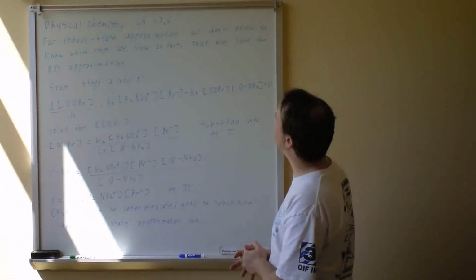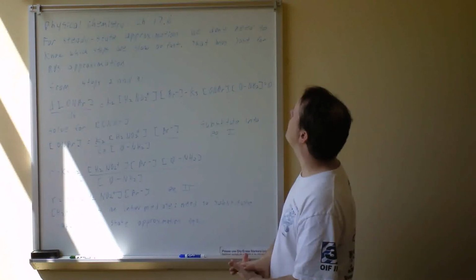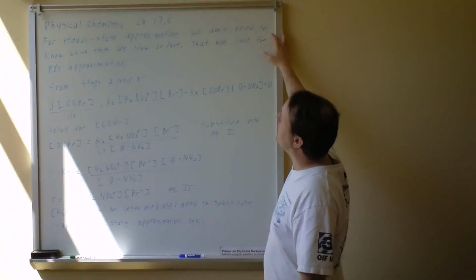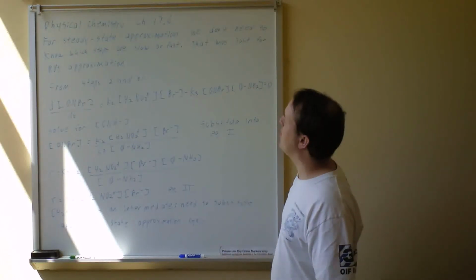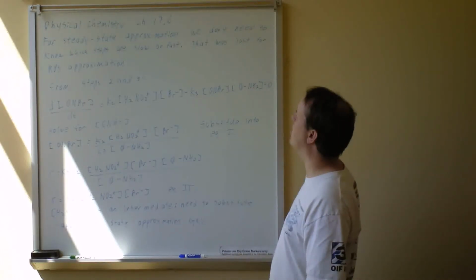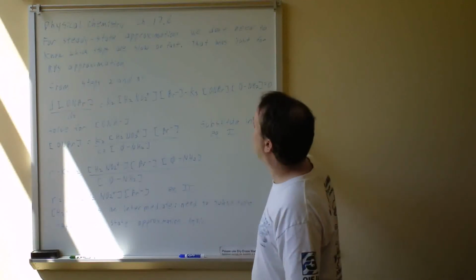All right, continuing on the steady state approximation. I already mentioned before that we don't need to know which steps are slow or fast. That was only for the rate determining step approximation.